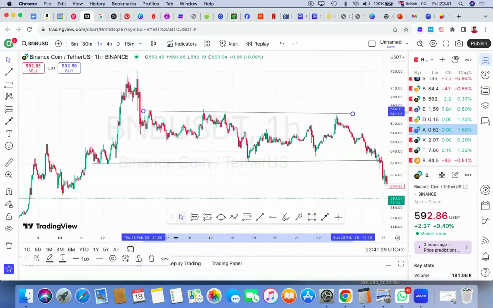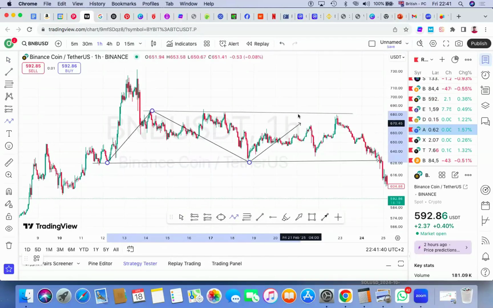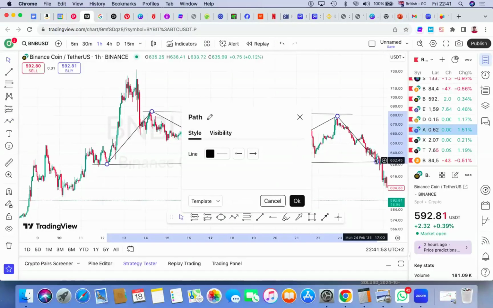In fact, you can see from this area here to this area, to this area here, we can see before the market actually finally broke downward.